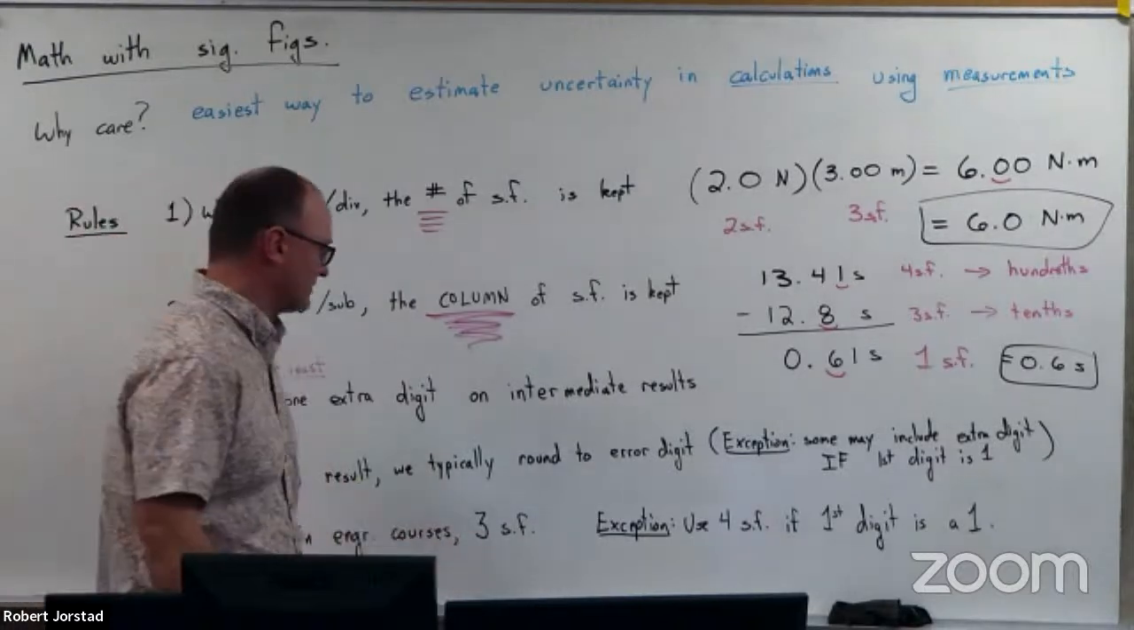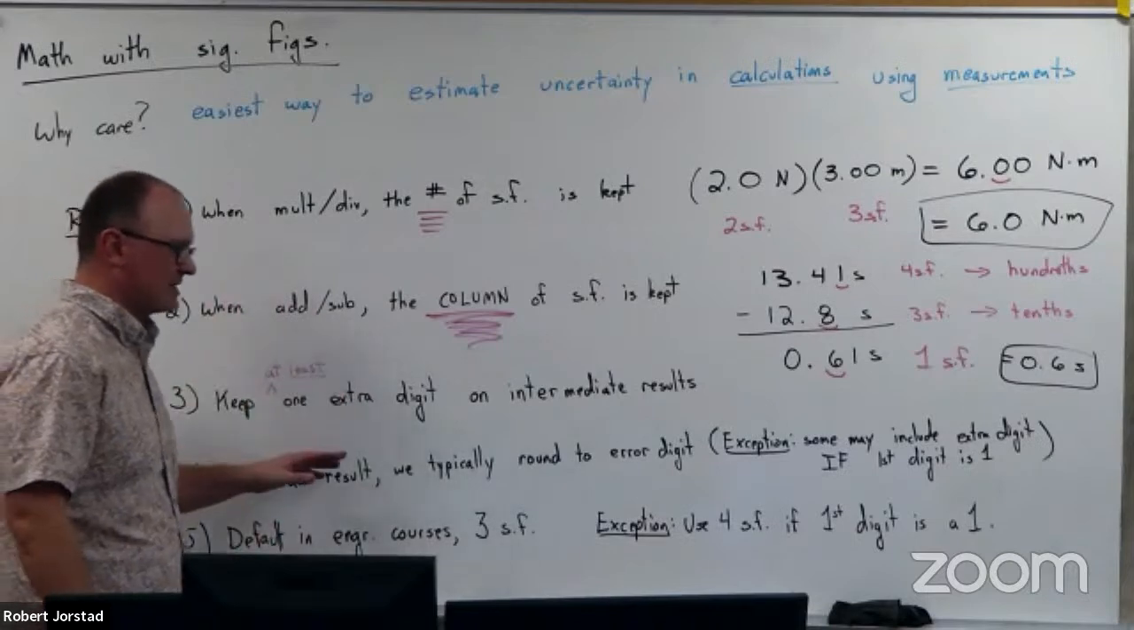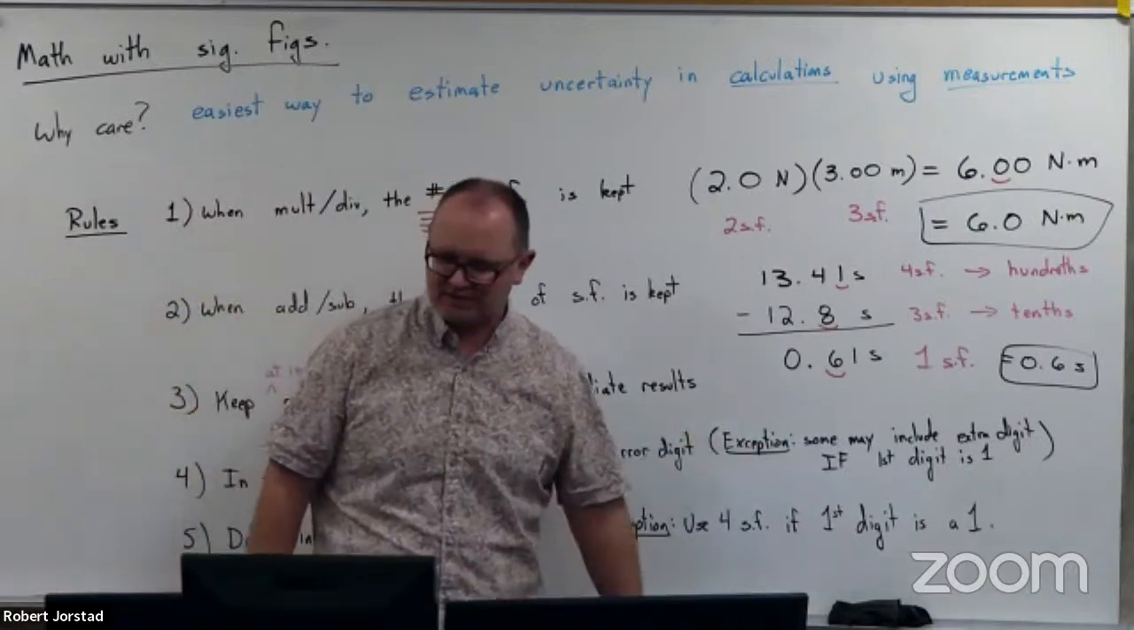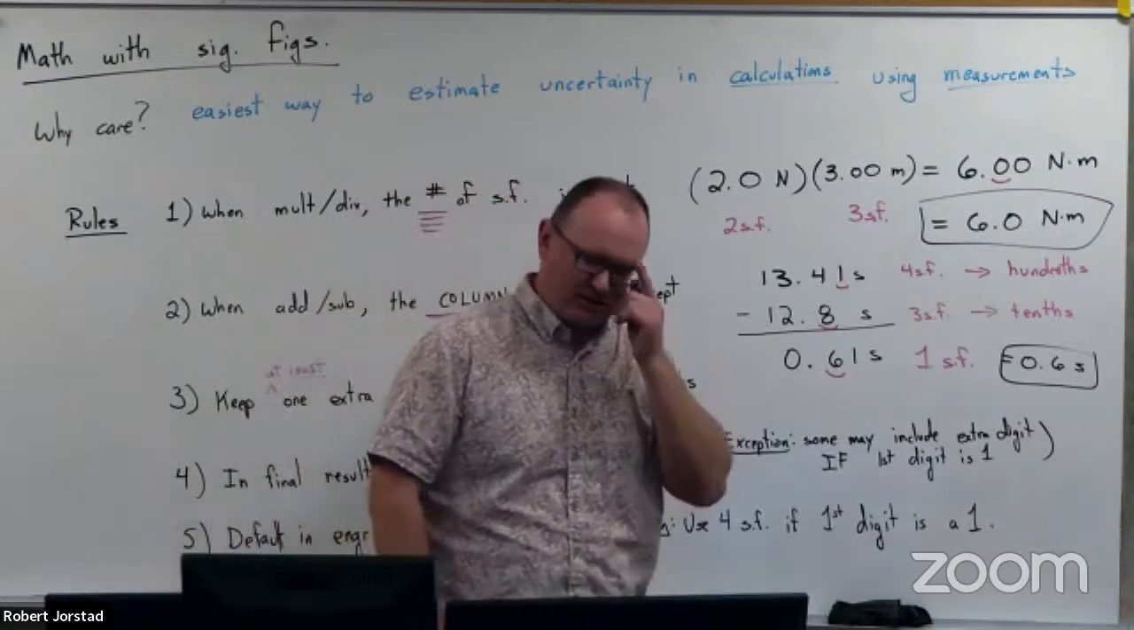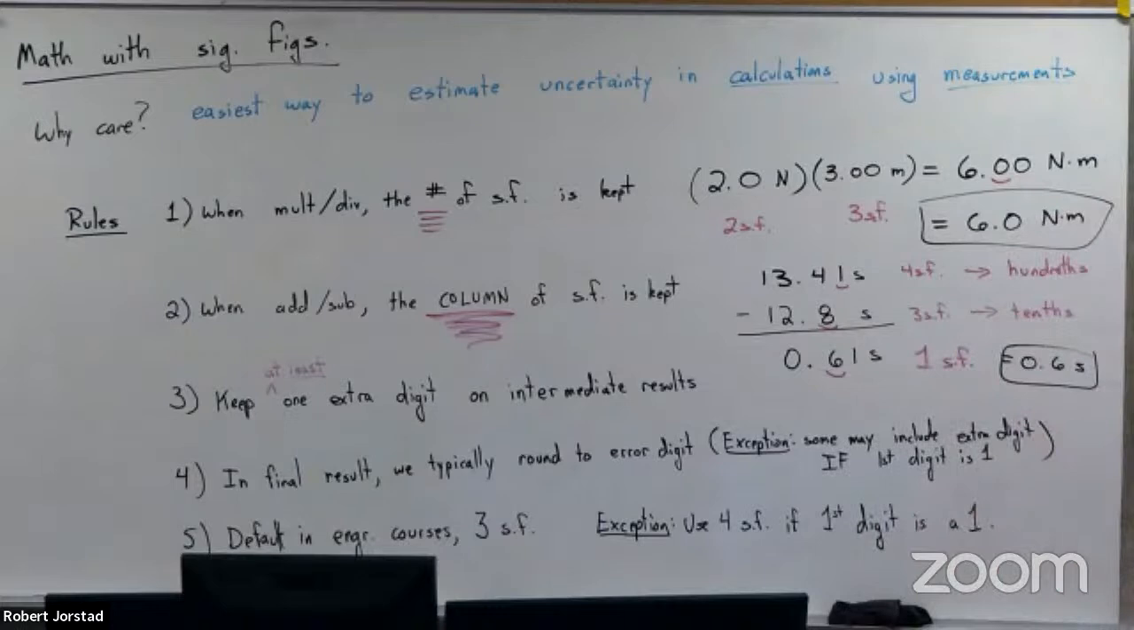Maybe we should do some examples, right? So keep extra digits in the intermediate results. And then sometimes people keep an extra digit if the first digit is a 1. If you're not sure about that, talk to me before test day in office hours. Let's look at some examples here.